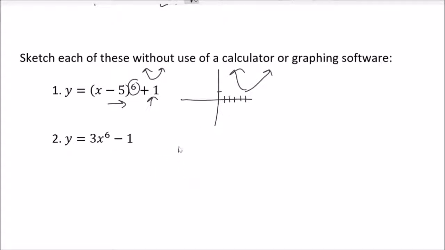What about this one? This one again, x to the 6th, same parent function, but it's shifted down 1, no left and right, but this one is stretched by the 3, so this one I want to demonstrate that that's thinner.